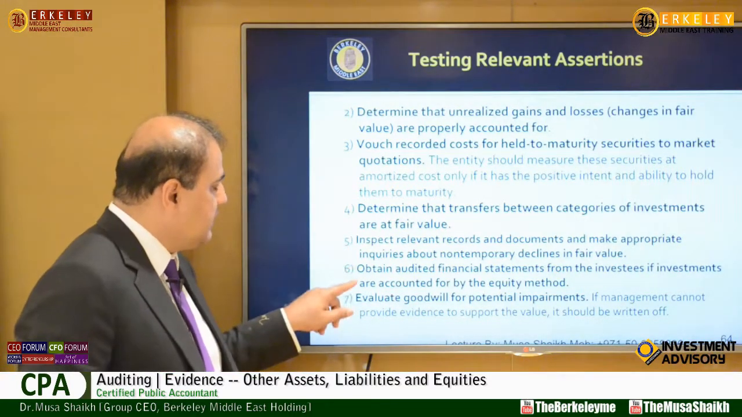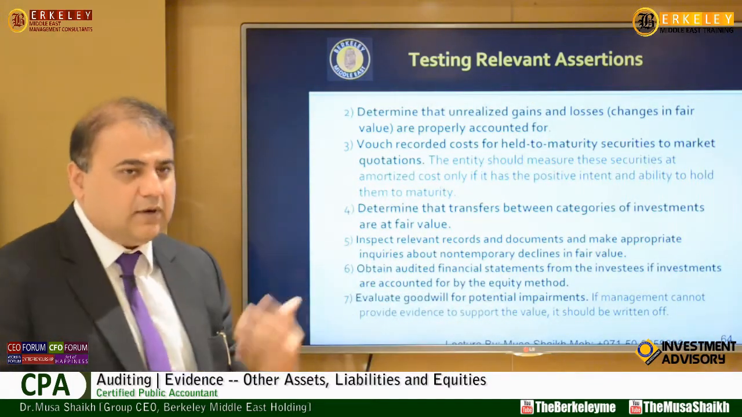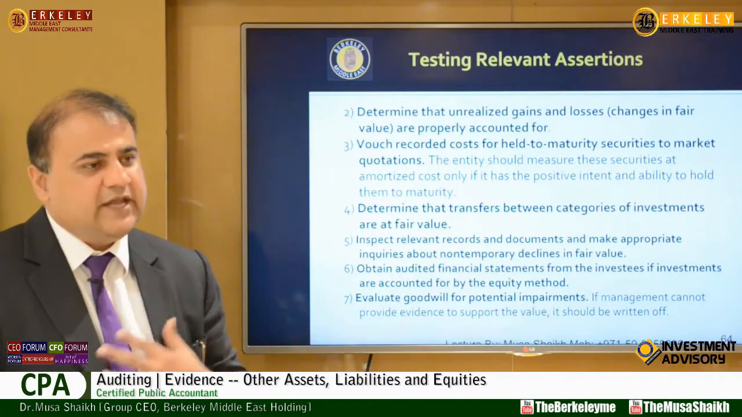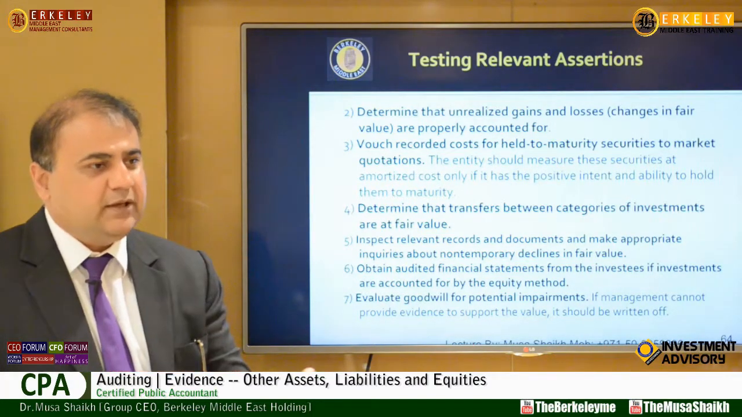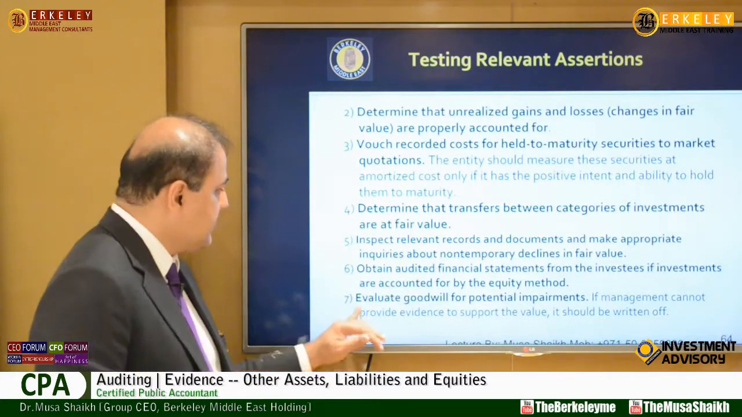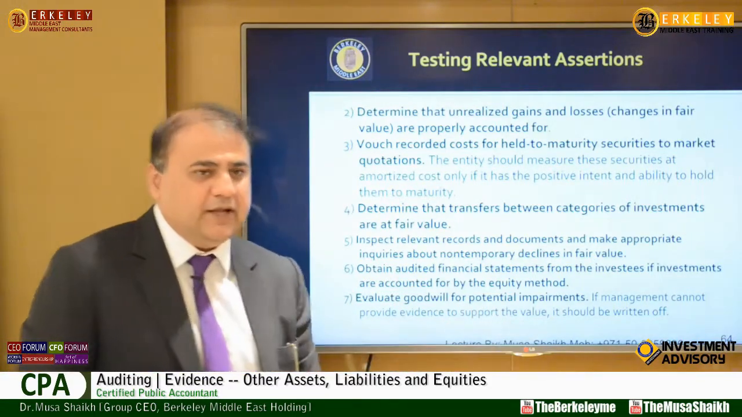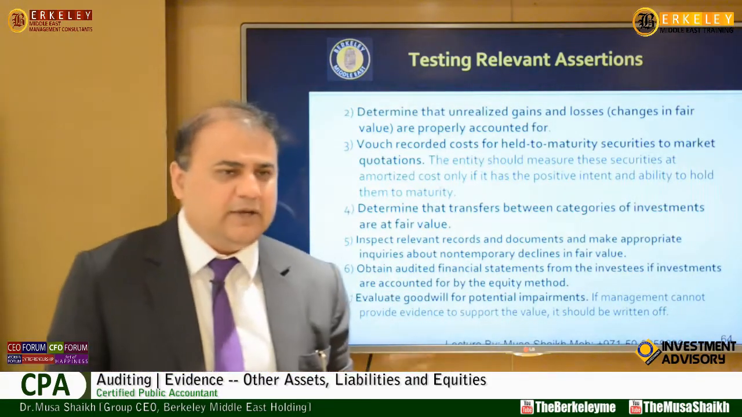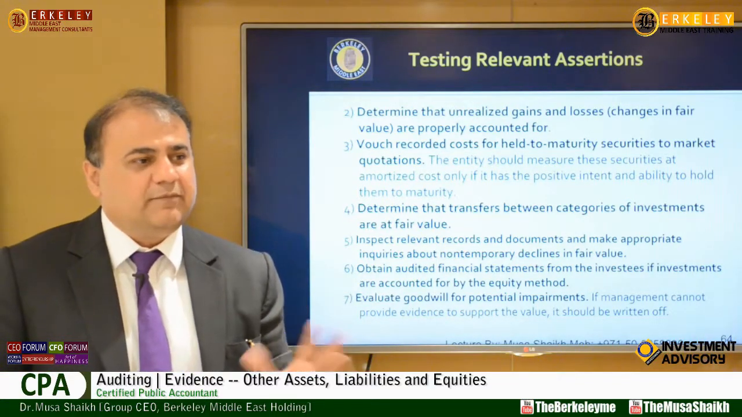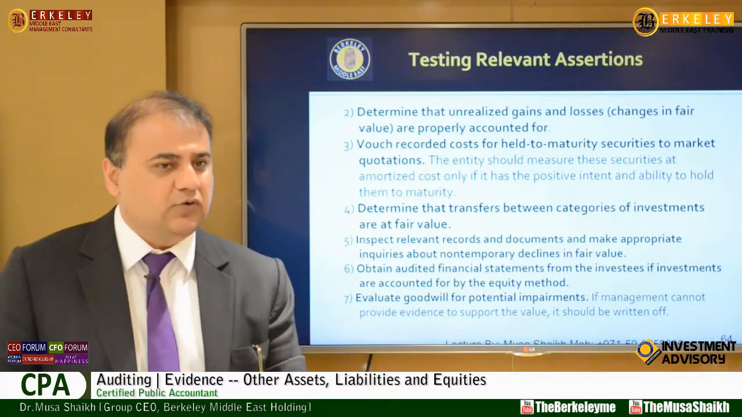Inspect records, obtain audited financial statements from the investee also. One is the investor, one is the investee. So both will, of course, cross verify: my investment in your company, you also have a ledger for me, right? Evaluate the goodwill for potential impairment. Big companies have goodwill, meaning the difference of purchase price minus net assets. That will create goodwill.